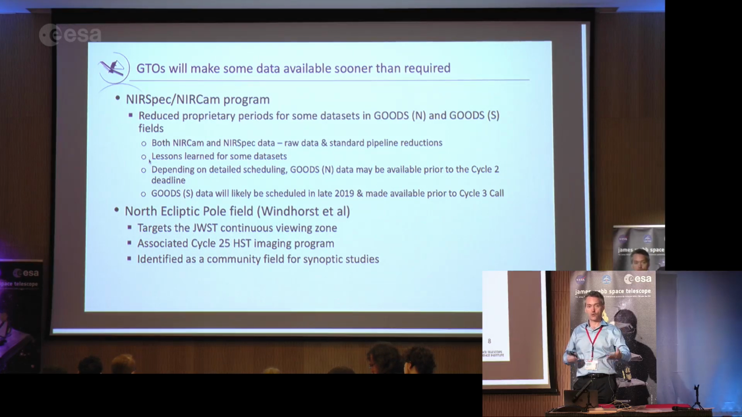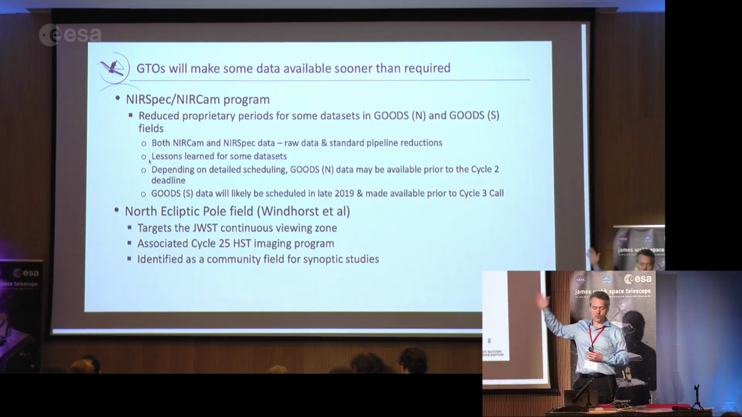but purely to help facilitate proposals for cycle 2, to inform them, some of the GTOs are going to try to make some of their data available sooner. And so the NIRSpec NIRCam teams have a large program to study high redshift galaxies, and they're going to make some of that data available in a more timely manner. And similarly, Roger Windhorst has a North Ecliptic Pole survey, and he's going to make some of that data available.